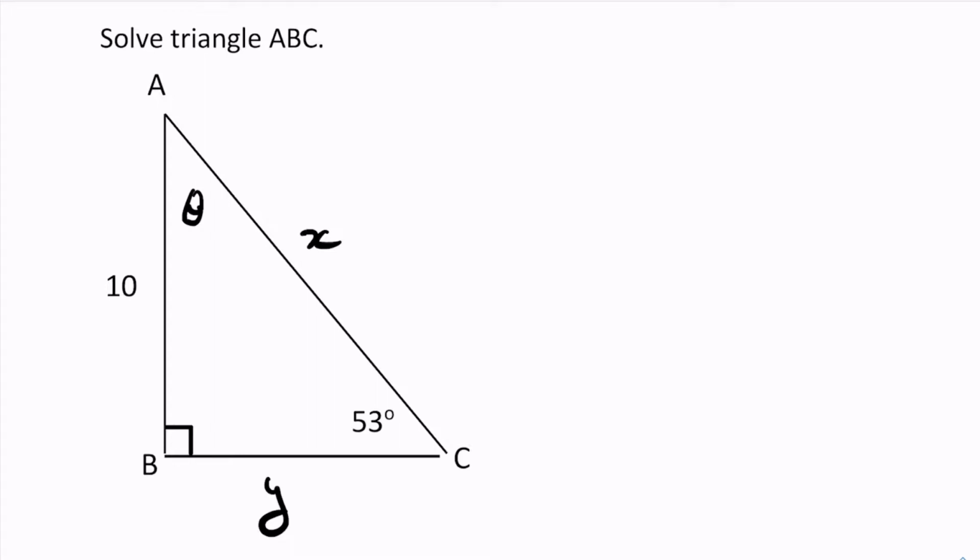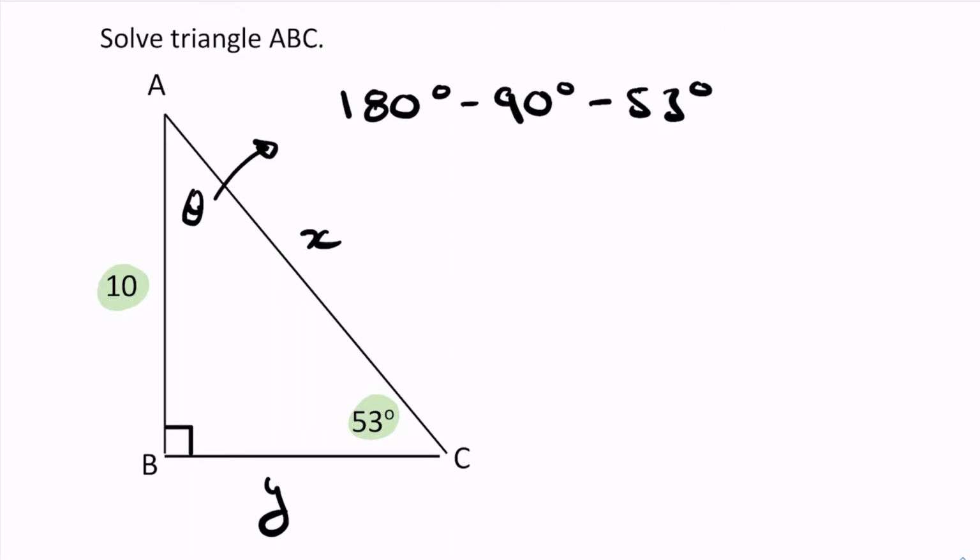So let's begin with the information that we have. Namely, we have this 53 and we have this opposite side 10. You can pick anything at this point. The theta is pretty straightforward. The sum of the interior angles of a triangle add up to 180. So if I subtract 90 from that, and then I subtract 53 from that, I am left with 37 degrees. So that takes care of theta.